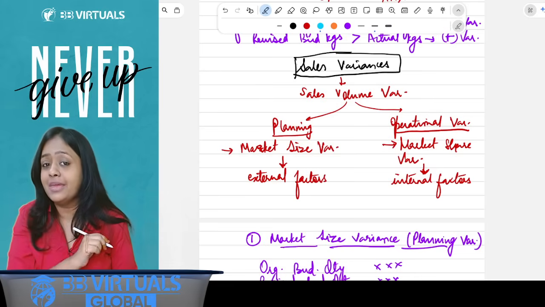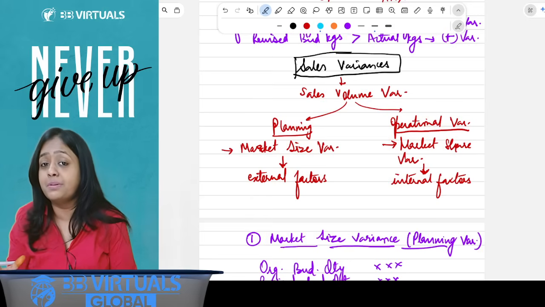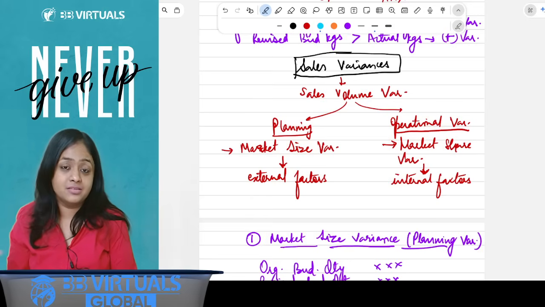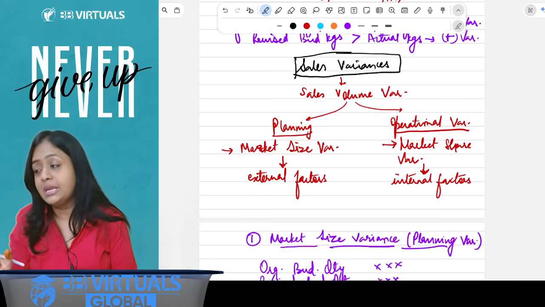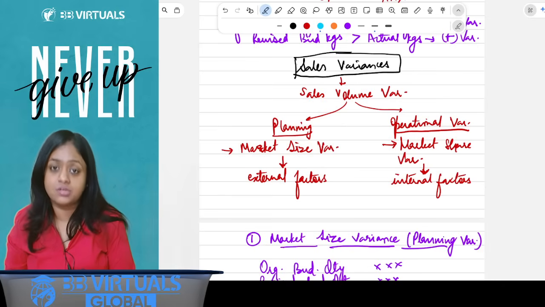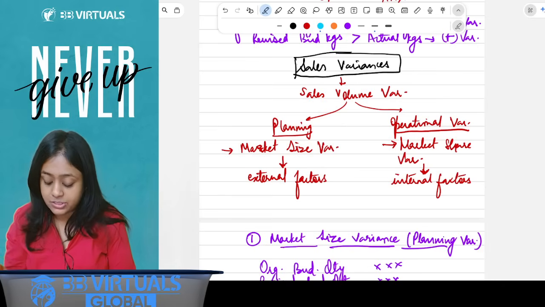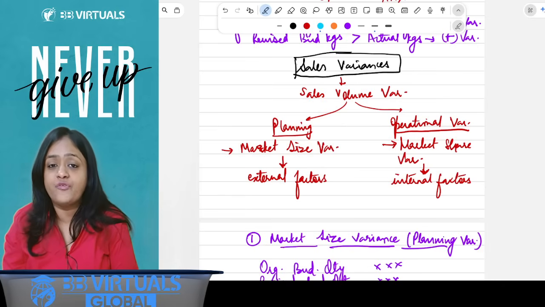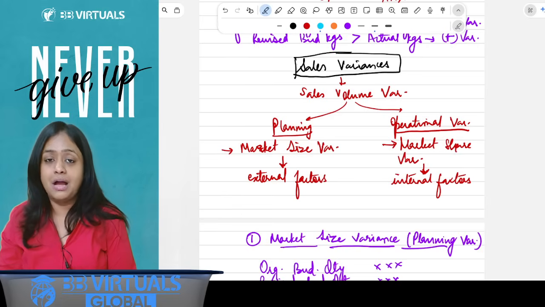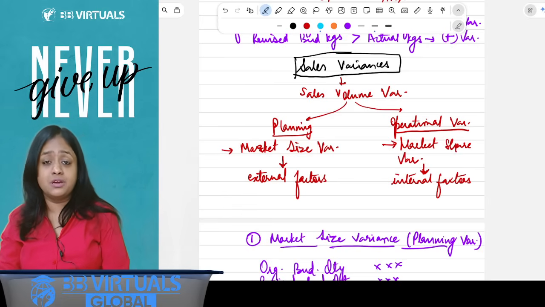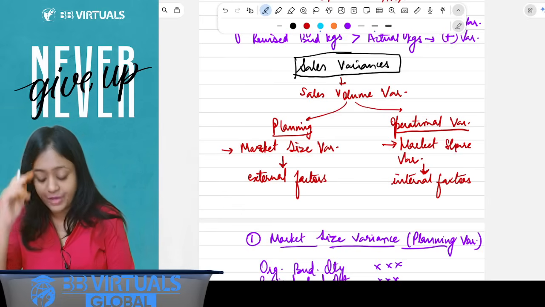Size is planning because it talks about getting the biggest size, right? The planners. Share is what is the share of the entity in comparison to its competitors. So that is the operational level variance because it is affected by internal factors. Market size is a much bigger term which is affected by external factors.